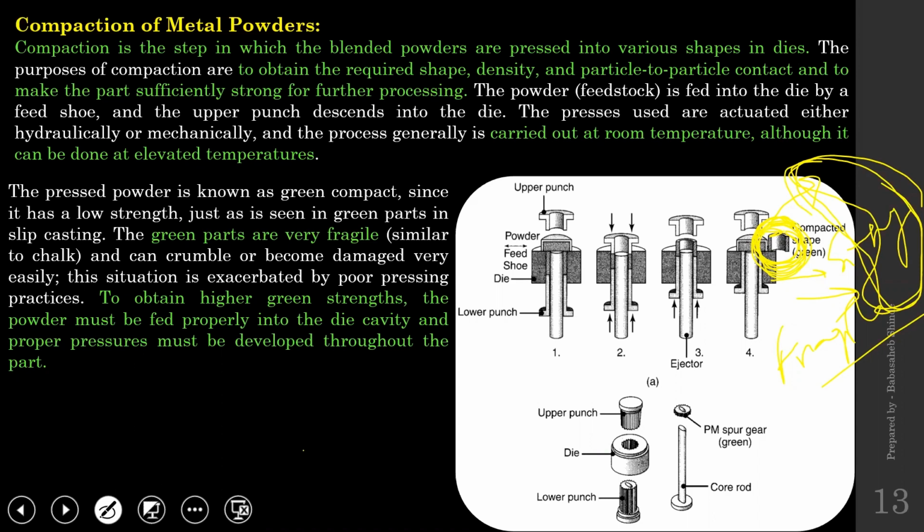So in this example, there was one upper punch, there was one lower punch, and both punches were moving towards each other under certain pressure. So when you increase this pressure either on upper or lower punch or both punches, the compaction process will be better, and the strength that you can provide to this green component will be more. So that strength you can increase by increasing the compacting pressure.